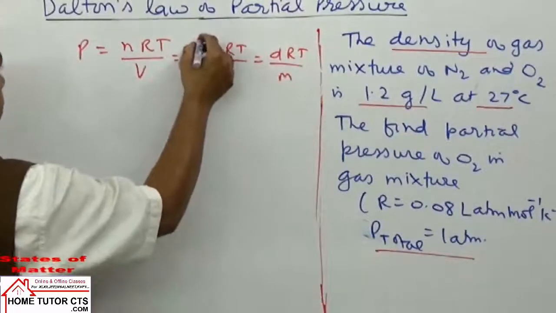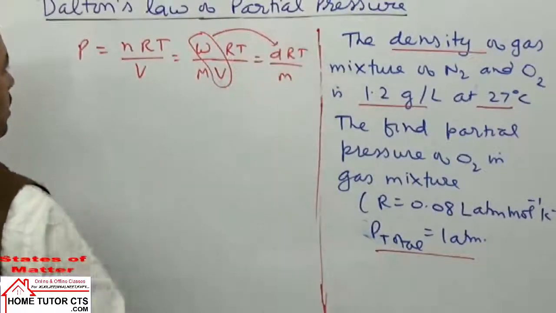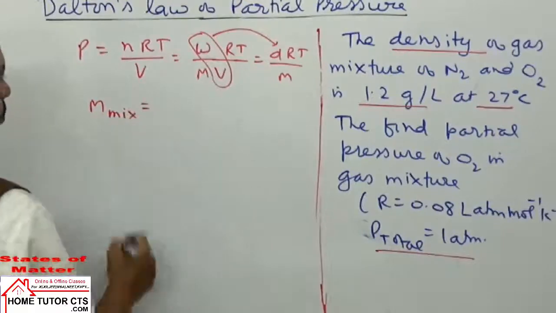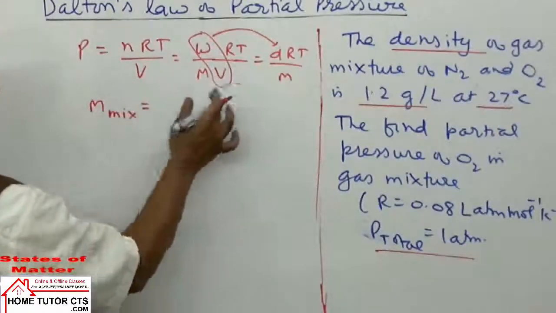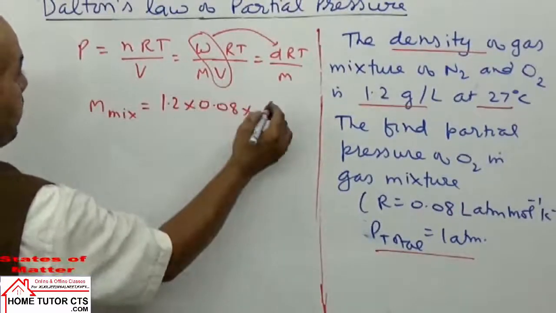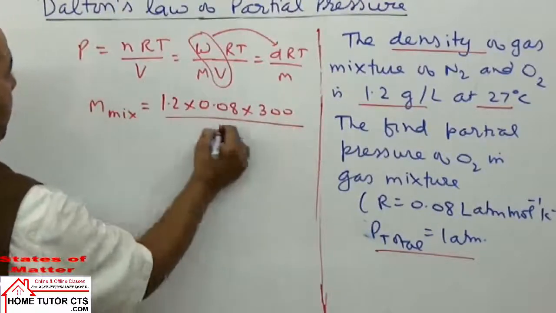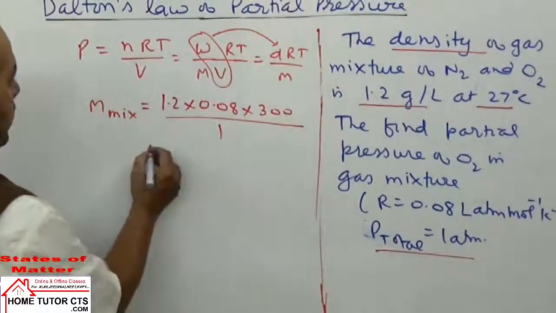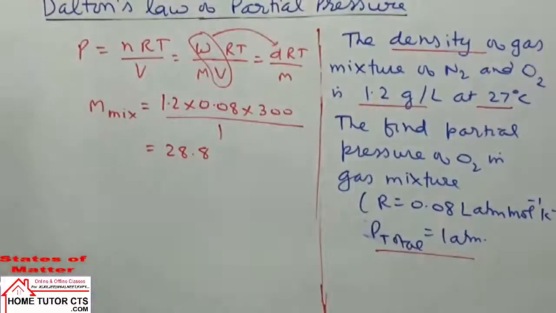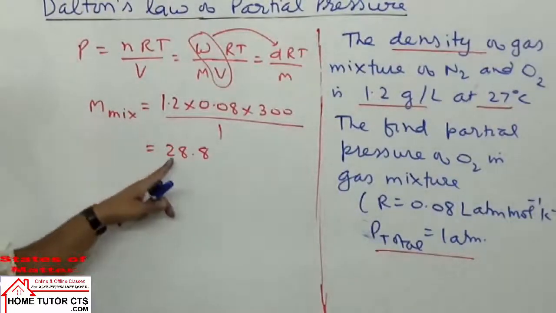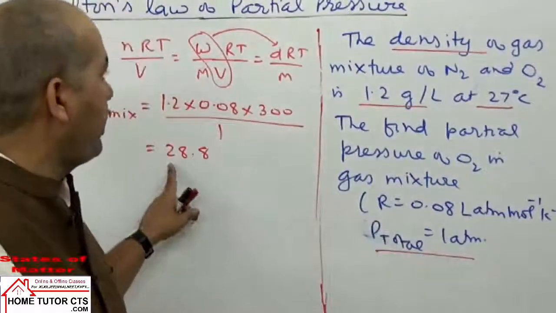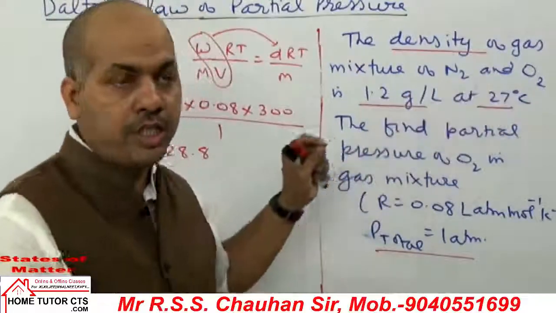Already explained to you that for the gas mixture the weight by volume can be taken as the density of the gas. From here we can find M mixture. For the mixture, what is the molar mass? Density D is given as 1.2, R 0.08, temperature in Kelvin scale 300, pressure 1 atmosphere. On solving, we get 28.8. You can check by calculating. The gas mixture will have molar mass 28.8, which is more than that of nitrogen, 28, but less than that of oxygen, 32.